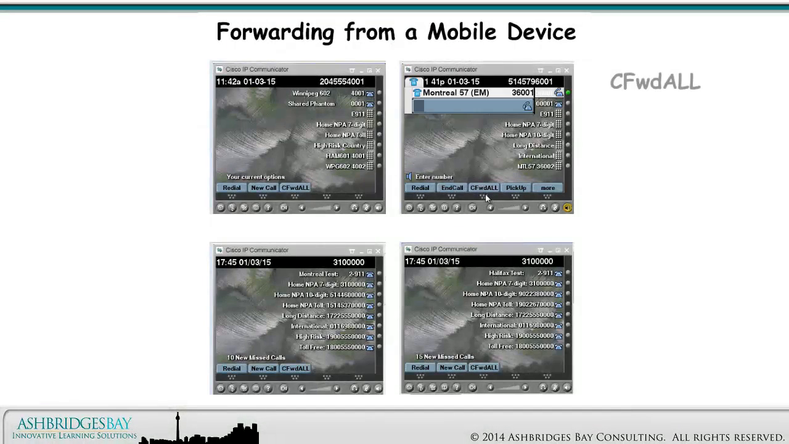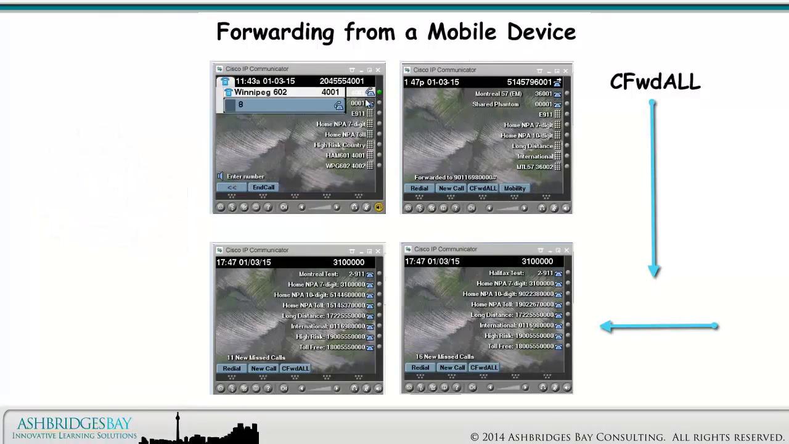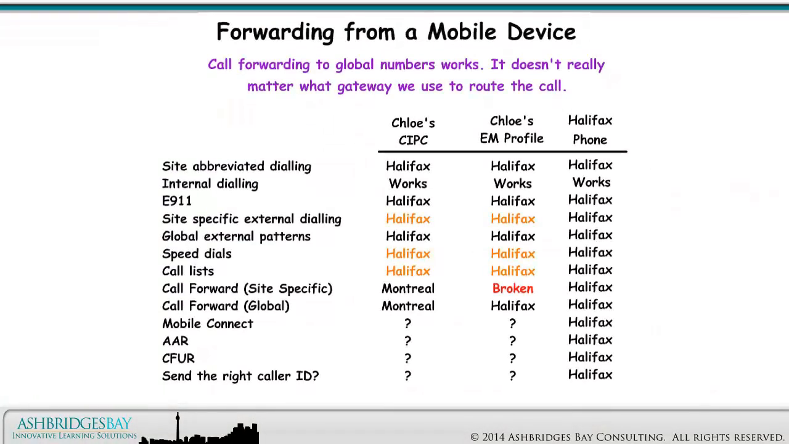When Chloe's EM is forwarded to international number 011-698-0000, forwarding works. The call routes out the Halifax gateway. The call will also work for Chloe's CIPC, but is routed out the Montreal gateway. Call forwarding to global numbers works. It doesn't really matter what gateway we use to route the call.